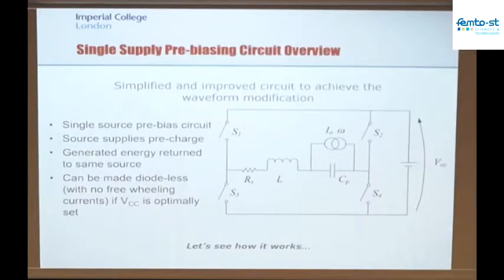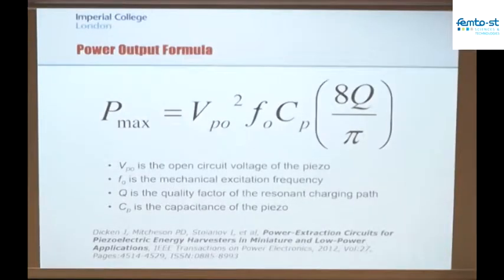This is a circuit here that we've used at Imperial to implement this switching scheme. It uses more transistors than the SSHI approach, but actually halves the losses. I won't go into the details of this because I think we should probably look at the power electronics stuff before we look at this in more detail.